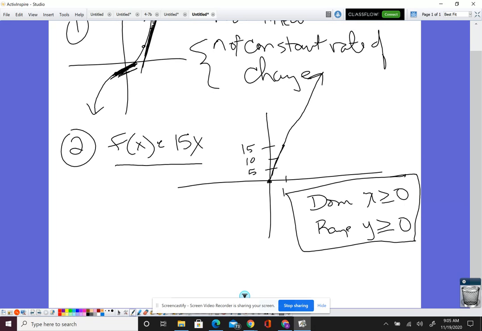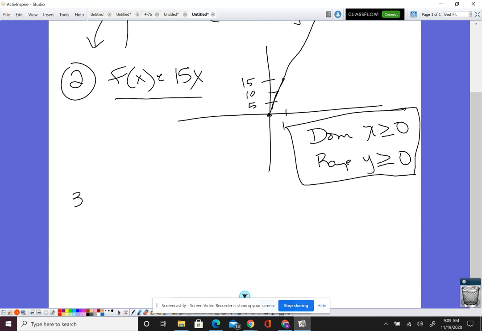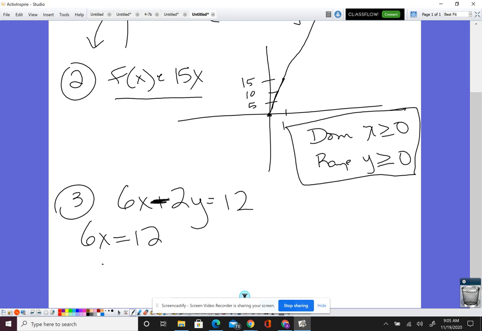Number 3. They give you the equation, and I'm sorry, that should be a minus: 6x minus 2y equals 12. Find the x and y intercepts. We put 0 in for y when we want to find the x-intercept and solve it for x. We put 0 in for x when we want to find the y-intercept and solve it for y. So the x-intercept is 2, the y-intercept is negative 6.